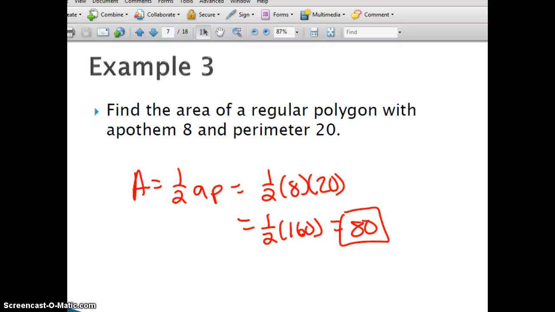So in an example where I don't tell you what kind of polygon it is, but I say here's the apothem and the perimeter, it's a direct application of the formula. We say, alright, the area is 1/2 AP, so it's 1/2 the apothem, which is 8, times the perimeter, which is 20. 8 times 20 gives me 160, and I take half of that and I get 80.